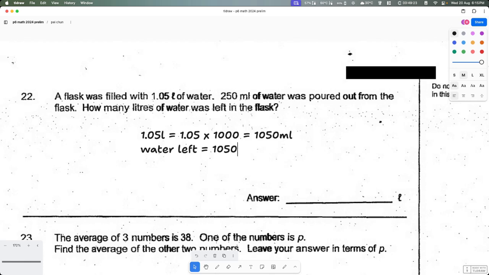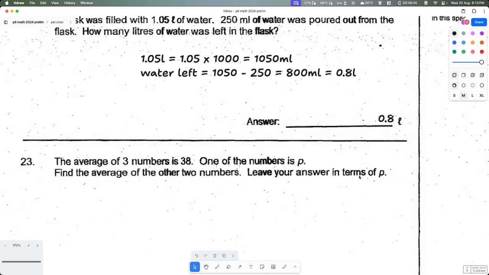So water left is equal to 1050 minus 250, which is equal to 800 ml. Okay, which is equal to 0.8 liters. Okay, so that's your answer, 0.8 liters. Okay, let's move on to the next question.